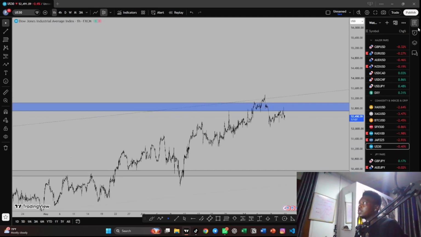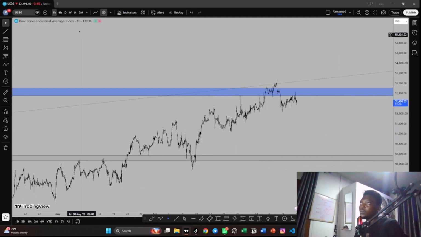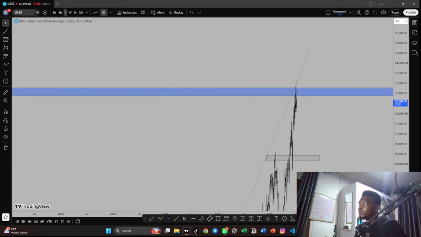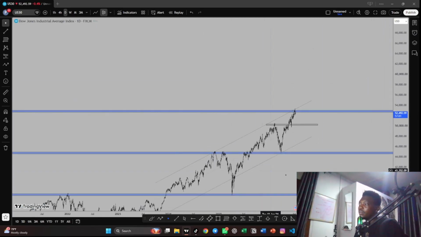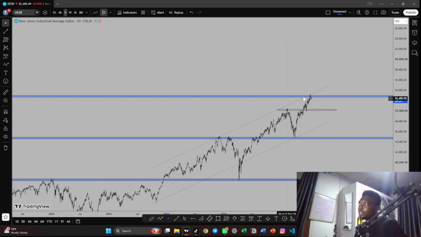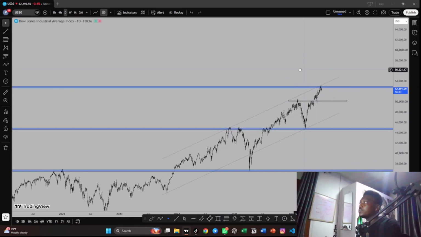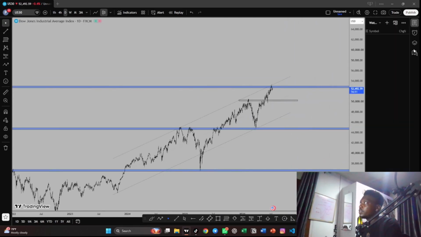US 30, no position on this because this is yet to break out from a zone. We have actually approached the extreme top of a bullish channel plus a resistance. So no reason for trade yet.